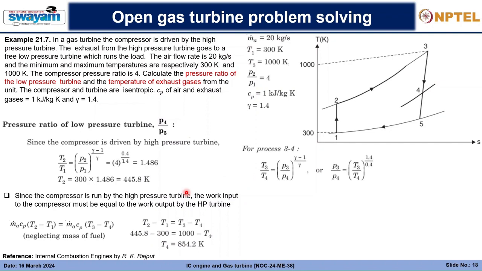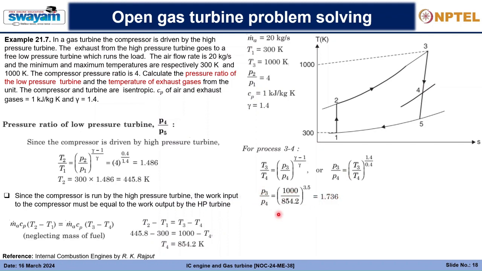Okay, so for the process 3 to 4, now we know the temperature T4 and we know the temperature T3, we need to find the pressure ratio of the low pressure turbine. So P3 is equal to P2, right? And we will have to substitute somehow. We will see how to find that. So P3 by P4 will be equal to T3 by T4 to the power gamma by gamma minus 1, and we will have a value accordingly, 1.736.